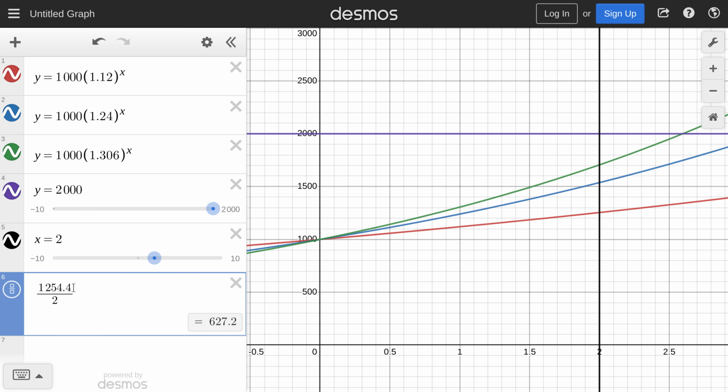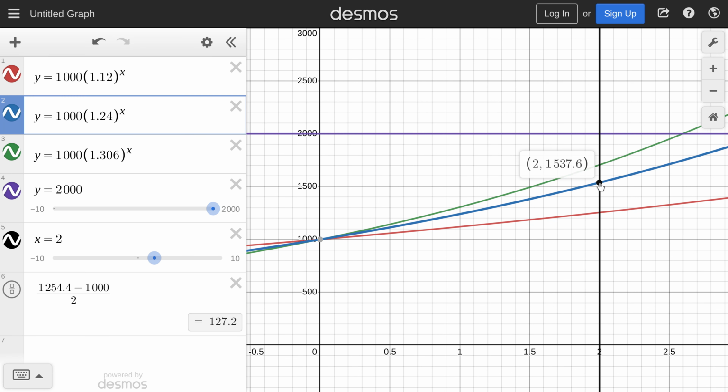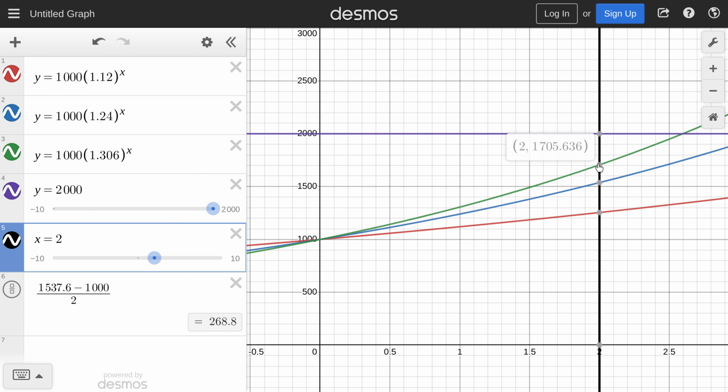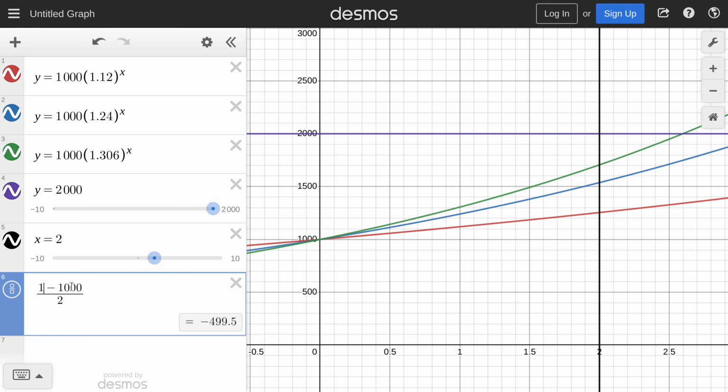Oh, and I wanted to subtract the 1,000 from that. See, that's the 127.2. And then I can do this for the 1537.6. 1537.6. There's the 268 number that we had. And then here's the 1705.64. 1705.64. And there's the 352.82 number. So the graphing calculator can also help us do calculations within it right there.